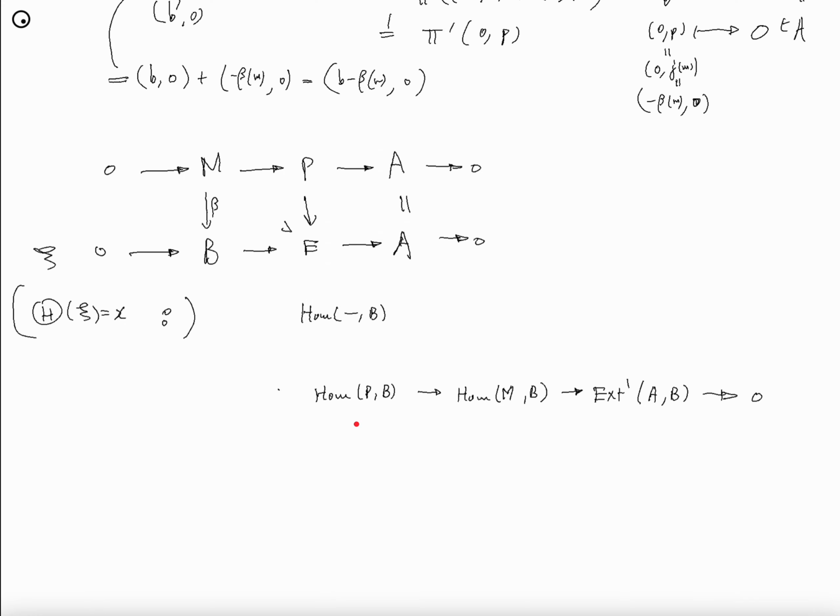And so we also have this map. So here to Hom, oh wait, because this is a contravariant functor, this direction should be reversed. Then E, B, and then B, B, Ext^1(A,B), right.